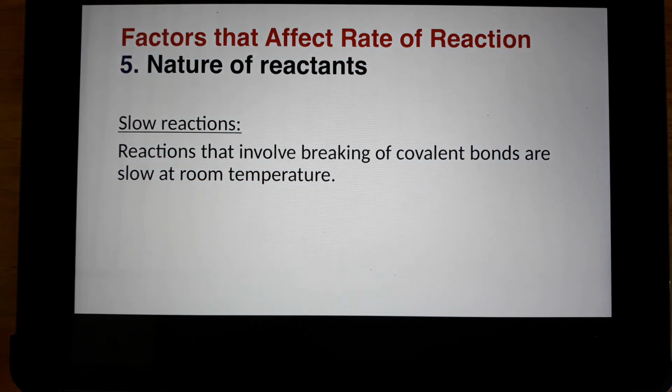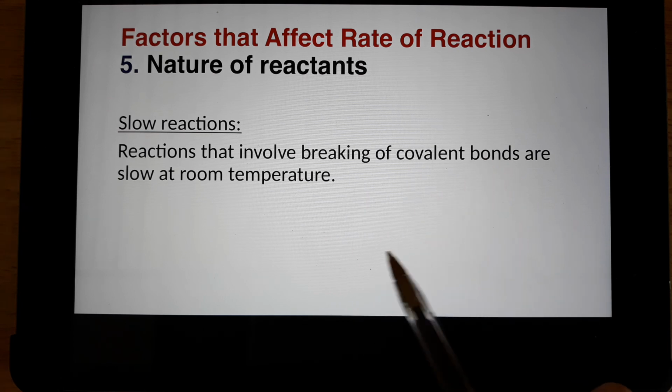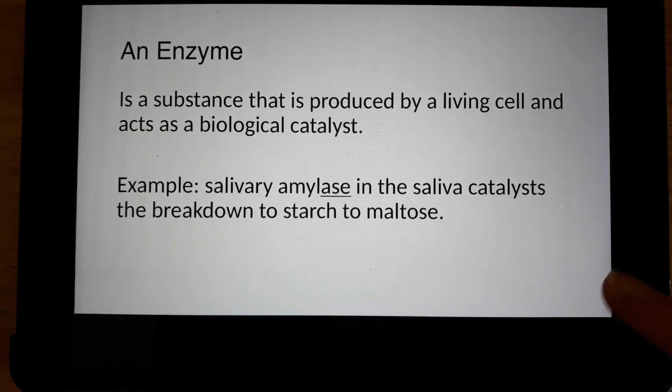However, you can also have reactions that involve covalent bonds, okay, so substances like molecules that are already bonded to something else. And these are much, much slower at room temperature.